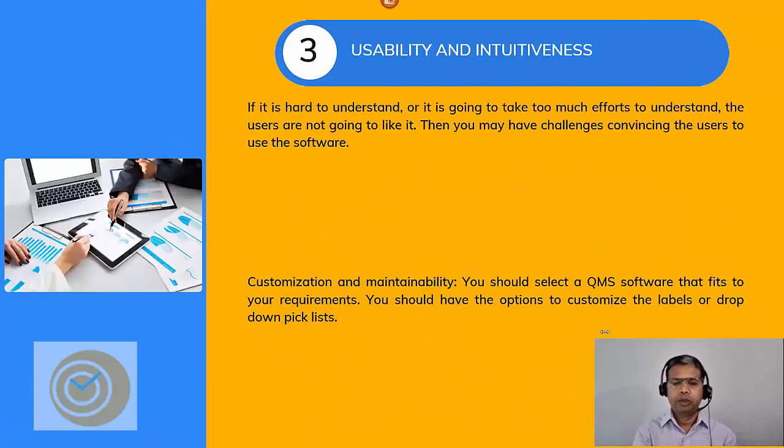Number three item you should consider is the usability and intuitiveness. If the system is hard to understand, if it's hard to use, you'll have a lot of challenges convincing the users to use the software. What's the point of having a software if the users are not going to use it?